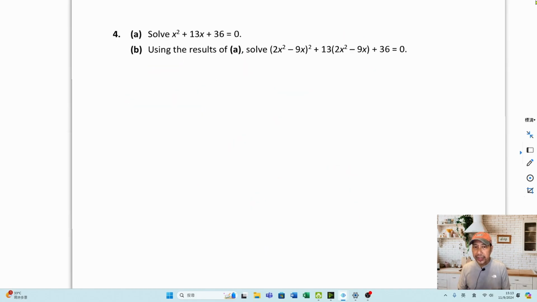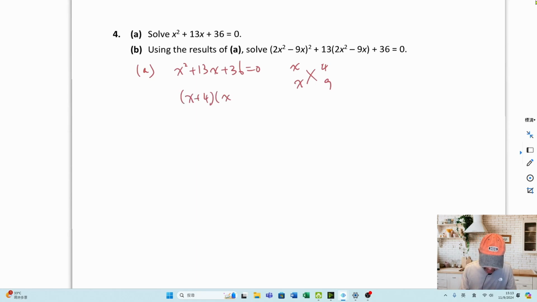In question number 4, there are two parts. The first part is to solve x squared plus 13x plus 36 is 0. Use a calculator, or of course you can use the cross method. This one seems to be quite easy. 4 times 9, the sum of them is 13. So (x plus 4)(x plus 9) is 0. So x is negative 4, or x is negative 9.